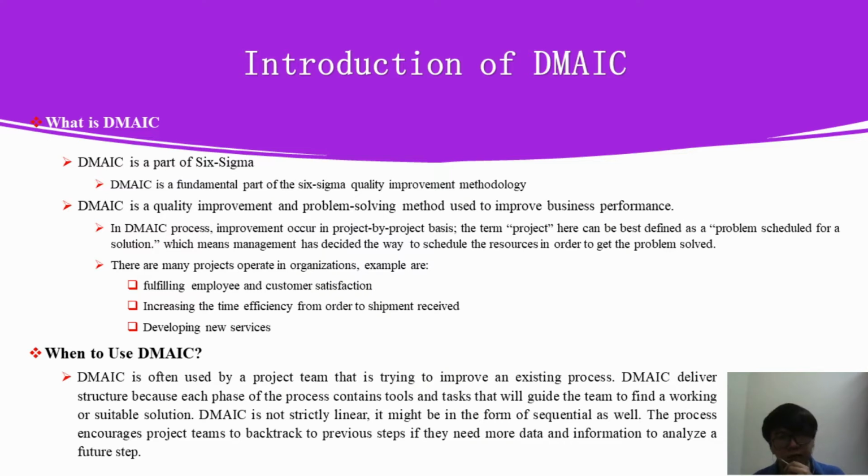So what is DMAIC? DMAIC is actually a part of Six Sigma. It is a fundamental part of the Six Sigma quality improvement methodology. DMAIC is a quality improvement and problem-solving method used to improve business performance. In the DMAIC process, improvement occurs on a project-by-project basis.